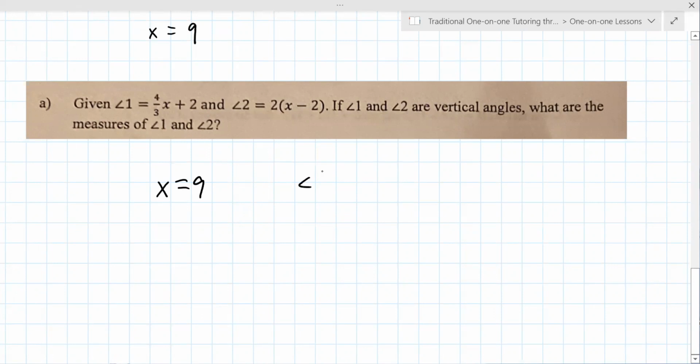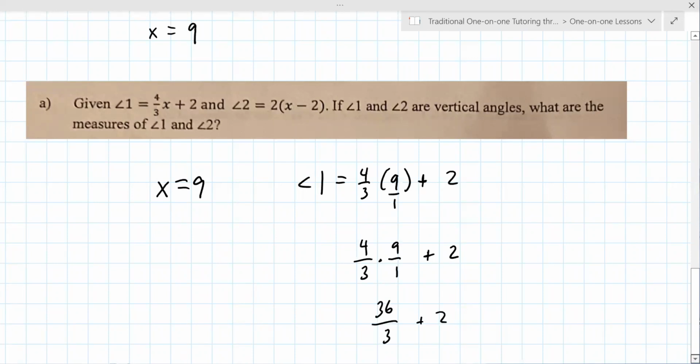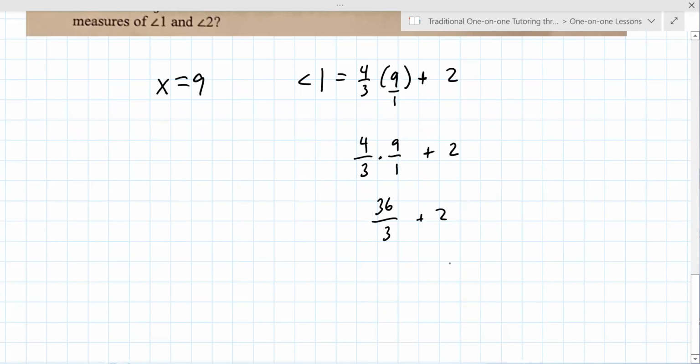So let's look at angle 1. Angle 1 is 4/3 x plus 2, so 4/3 times 9 plus 2. 9 is really 9 over 1. Could you multiply these fractions together for me? 4 times 9 is 36, and 3 times 1 is 3. 36 over 3, 36 divided by 3, that's going to give you 12. What is 12 plus 2? That is 14.